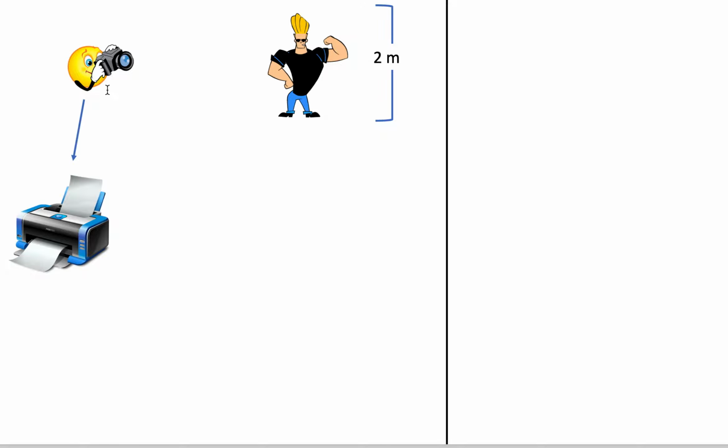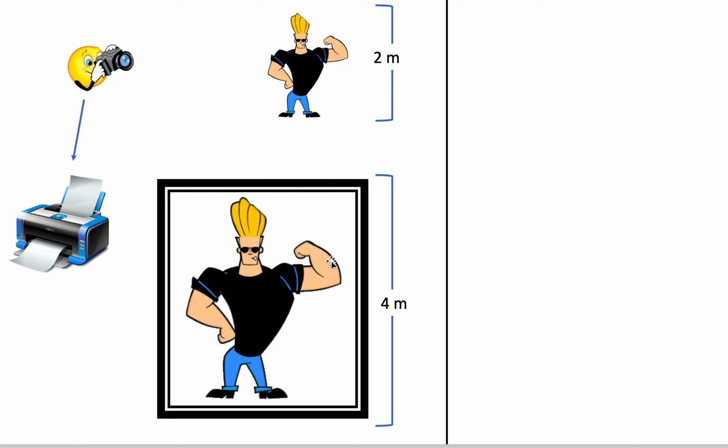Okay, so this photographer goes and he prints it out. Okay, and he makes it as Johnny Bravo asked. He makes it 4 meters large. Now let me ask you, how many times was he magnified to become 4 meters large in this image?